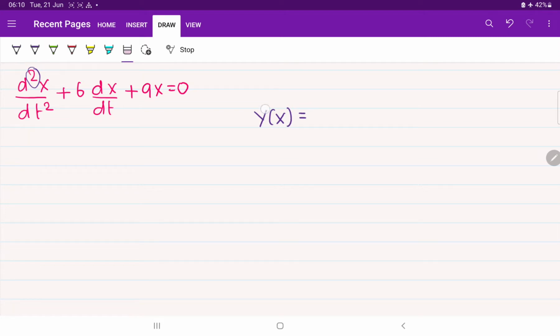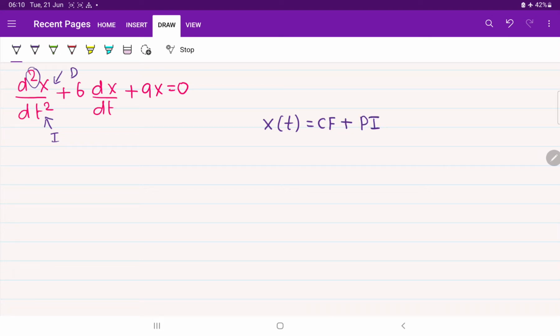See here, I have written y of x, this is wrong. How can we write the complete solution? We have to observe the numerator, that is called dependent variable. We have to observe the denominator, that is called independent variable. Then the solution can be written as dependent variable depending on independent variable, x of t, that will be equal to, for higher order equation, we will be having two solutions. One is called complementary function, another one is called particular integration.